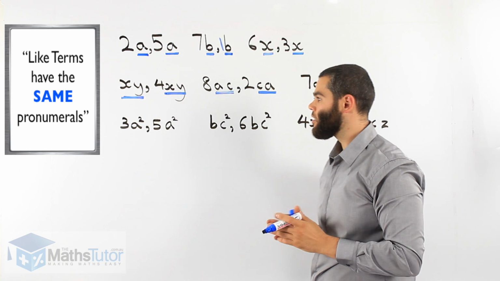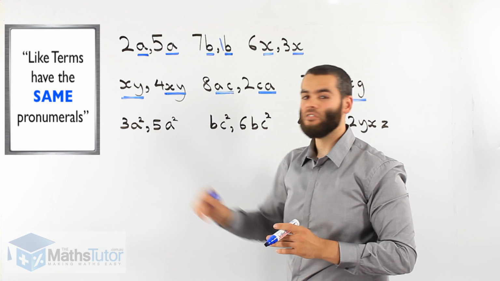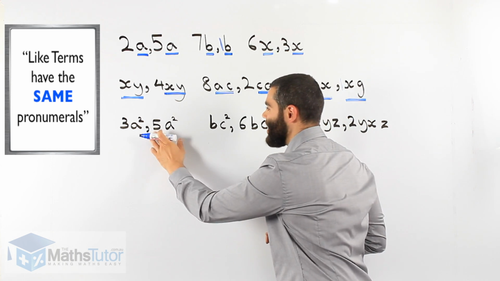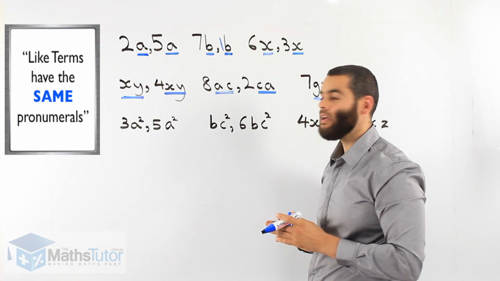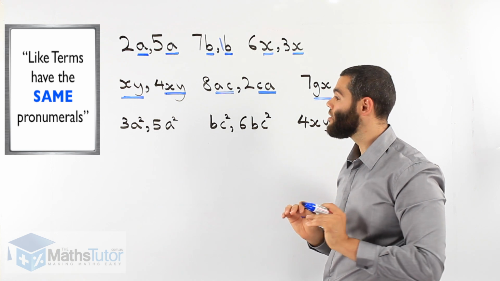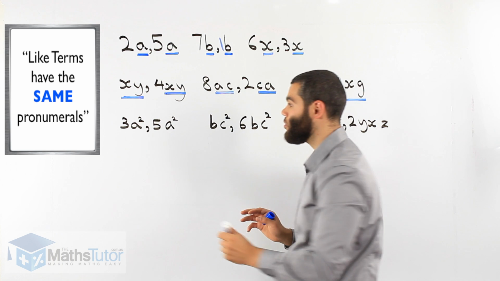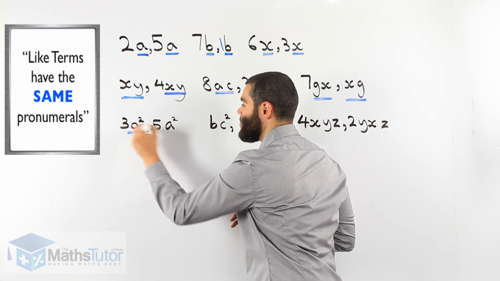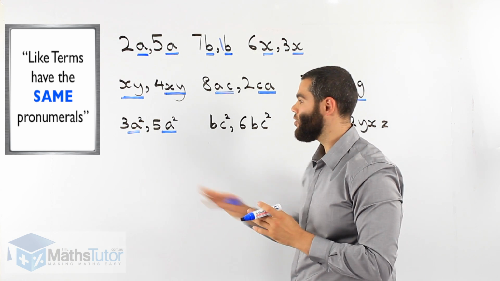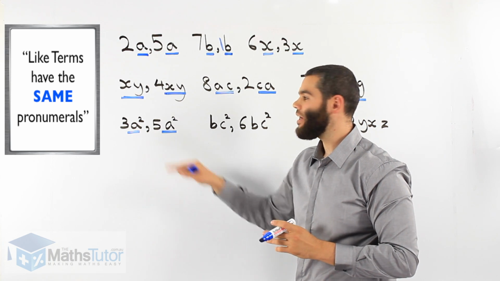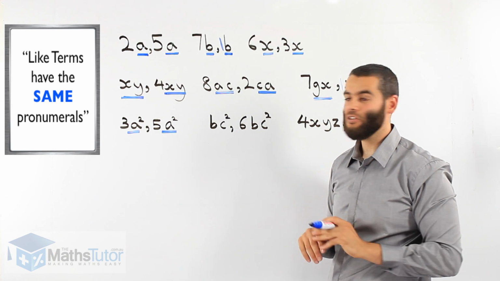Coming here, we have 3A squared is a term. 5A squared is another term. Are they like terms though? Well, do they have the same pronumerals? A squared and A squared. Yes, they have the same pronumerals. Therefore, 3A squared and 5A squared are also like terms.